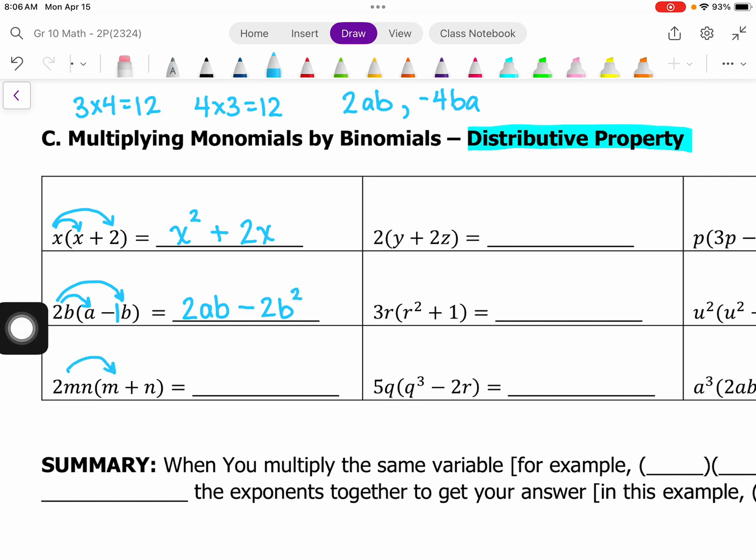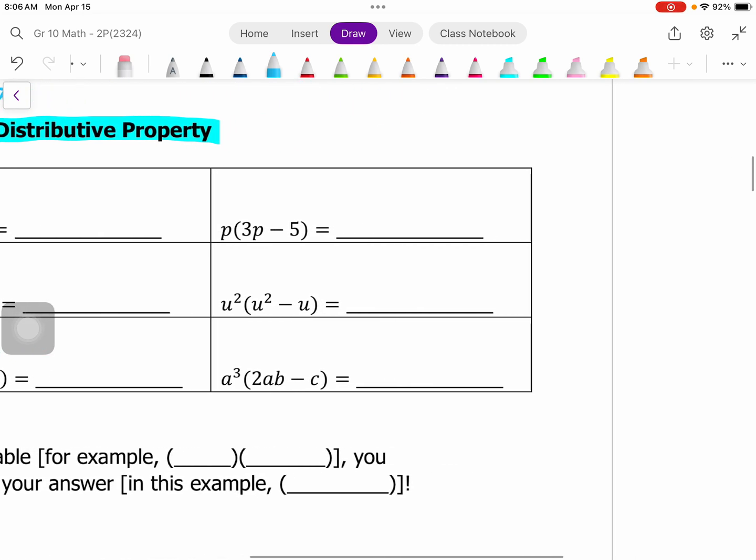So over here I have 2mn times n. I have a 2. I have m times m, which is m squared, and I have an n. And then, because I have two positives, I'm going to be adding. Now I have 2mn times n. So I have 2, and m to the exponent 1, and n to the exponent 2. We'll try 1 over here.